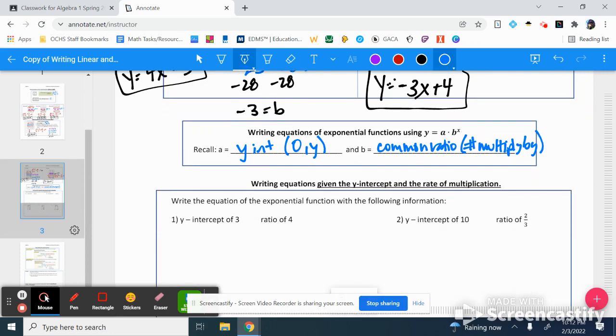Now this would be super simple if I'm just given what the common ratio and the y-intercept is every single time. All I would have to do is plug in. So for this first one, my y-intercept is 3, so that's going to go on the outside of my parentheses. My common ratio is 4, so I'm going to multiply by 4 to the x power.